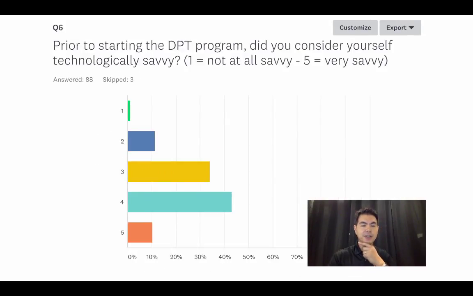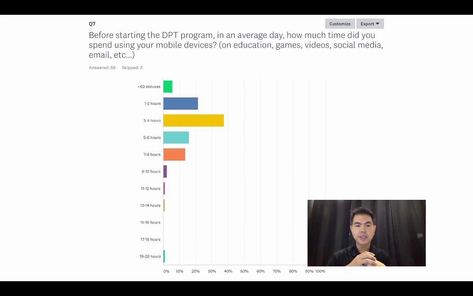So, did they consider themselves technologically savvy? In general, most of them are pretty okay. All right, so that means that in general, I think students can handle and are actually looking for and utilizing these types of tools for learning. So before starting the DPT program, in an average day, how much time did you spend using your mobile device? The largest group, 3 to 4 hours.